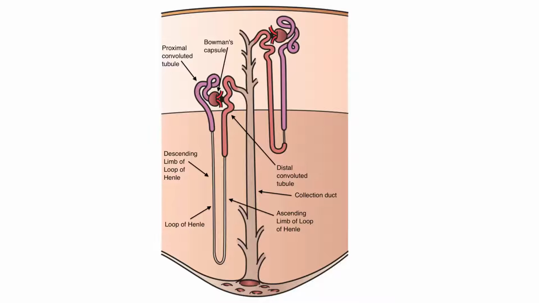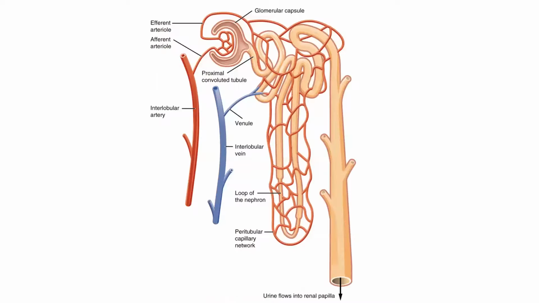Now, you know the structure of the nephron. I want to show you the capillary which we have in the Bowman's capsule. This is the glomerular capsule or Bowman's capsule, and the capillary which you can see here is called glomerulus. The glomerulus receives blood from afferent arteriole and it gives its blood to the efferent arteriole. So one arteriole brings the blood to the glomerulus and one arteriole take the blood out of the glomerulus.